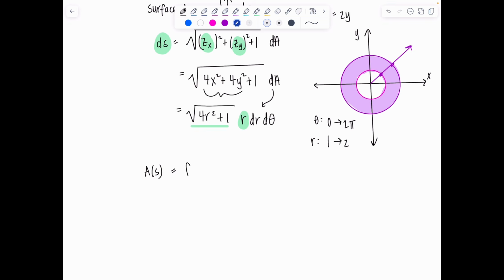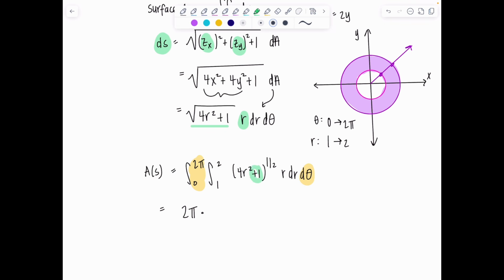Okay, so we're going to have the integral from 0 to 2 pi, 1 to 2. Let me get ready for what's coming. 4r squared plus 1 to the 1/2 r dr d theta. So you know what I'm going to say, right? Straight away, slap a 2 pi on the outside. Then we're also going to simultaneously take the antiderivative.